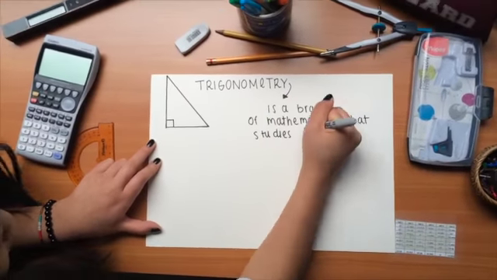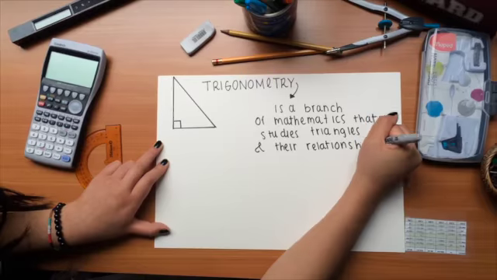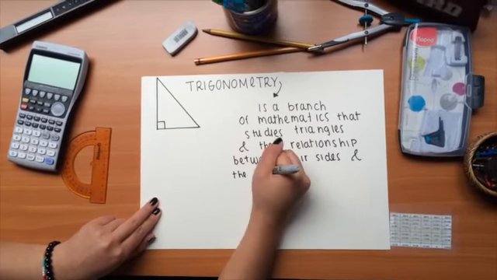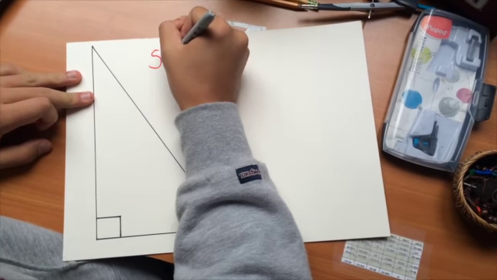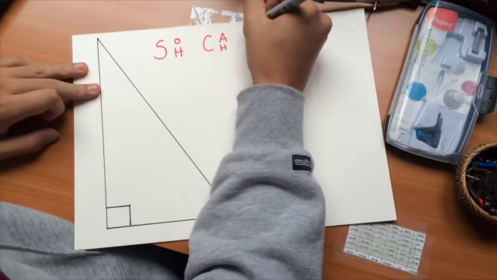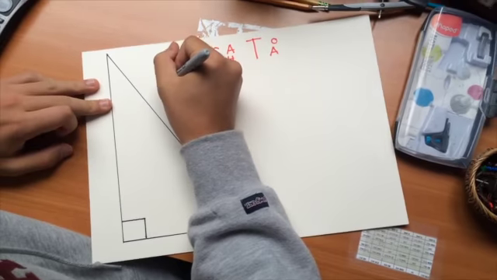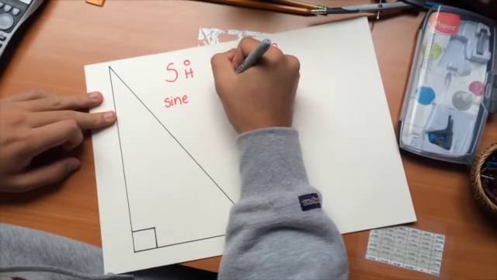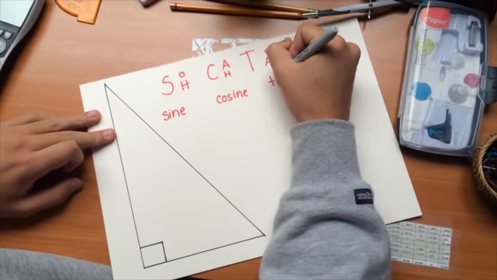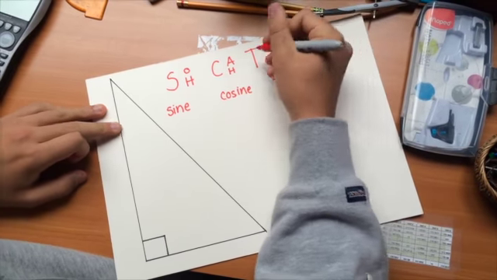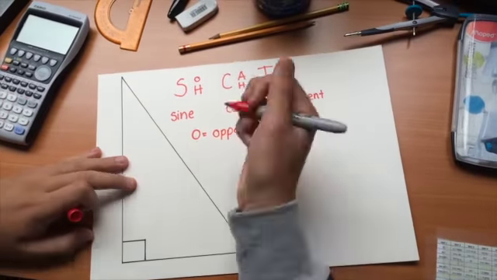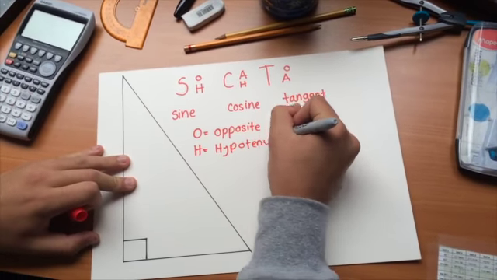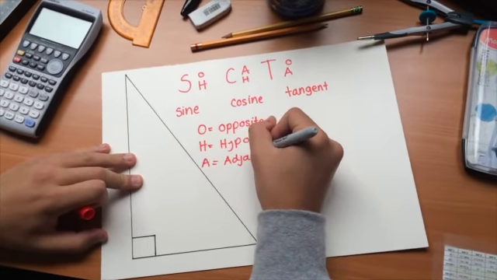Trigonometry is a branch of mathematics that studies triangles and the relationship between their sides and the angles between these sides. Trigonometry has three different formulas: sine, cosine, and tangent. Sine involves the opposite side of the triangle and the hypotenuse. Cosine involves the adjacent and the hypotenuse, and tangent involves the opposite and the adjacent. To learn these, you can say SOH CAH TOA.